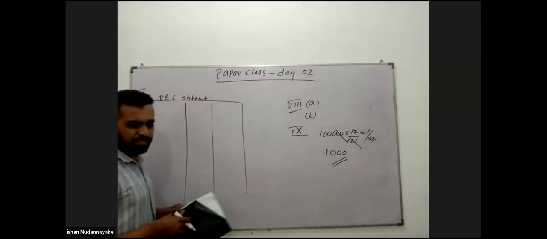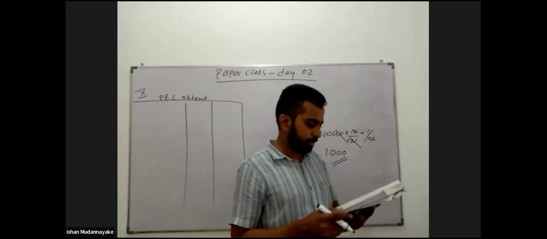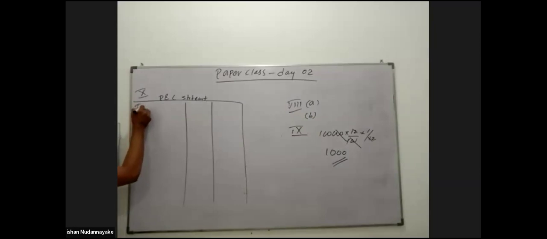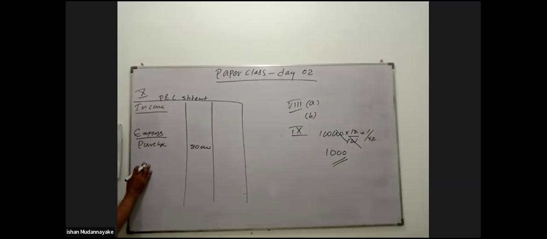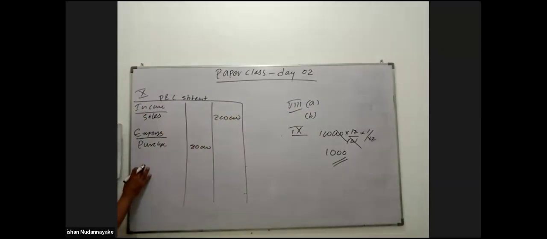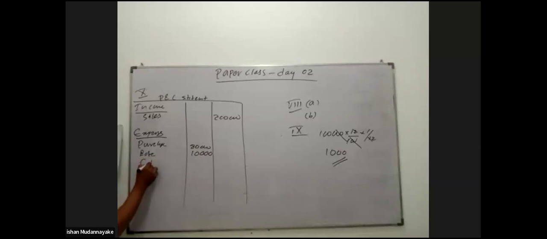Profit or loss is a statement. Quickly calculate income minus expenses. Purchase of fruit is an expense. Sales 200,000. Pay billing rate, 10,000 expense. Carriage inward, 8,000 expense.